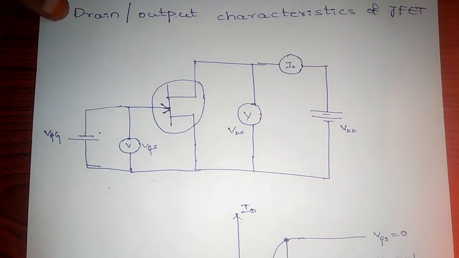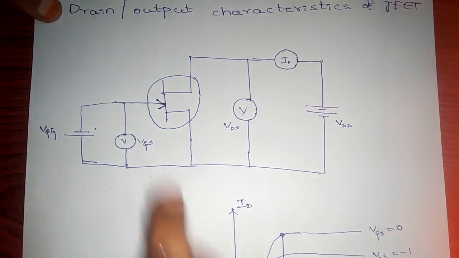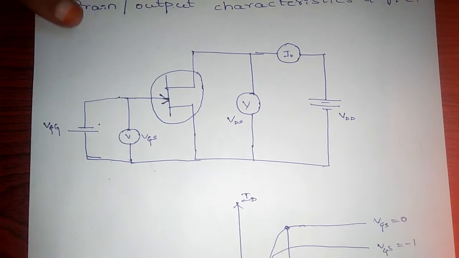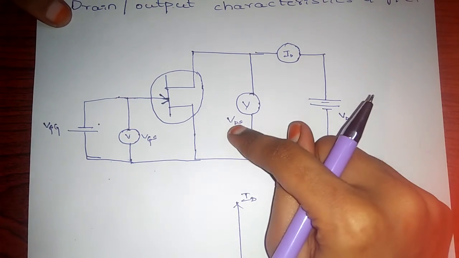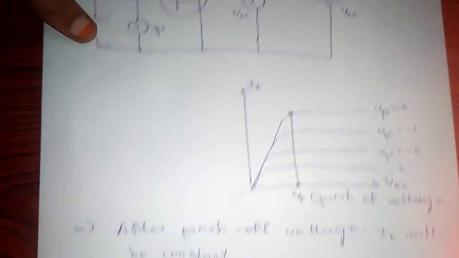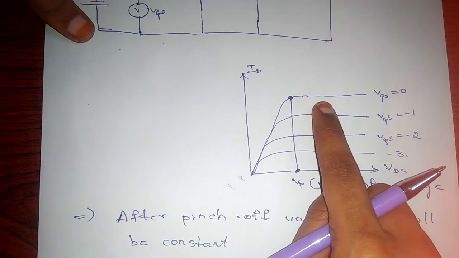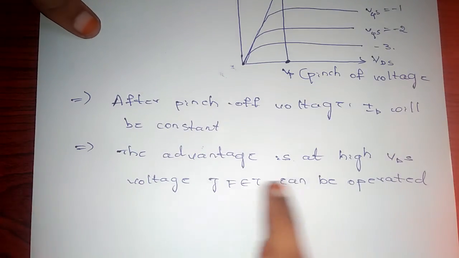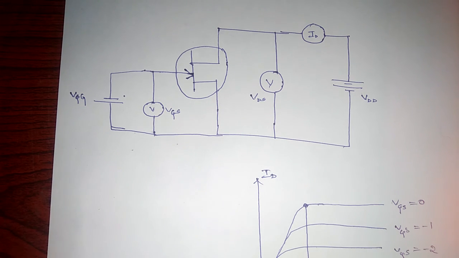This is about the drain characteristics of the N-channel JFET that I took. Between ID and VDS, after the pinch-off voltage, the current will be constant, so that it can be operated at high voltages. So this is about the drain or output characteristics of JFET.